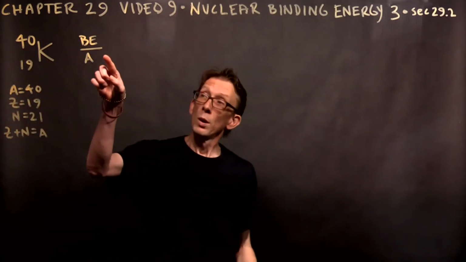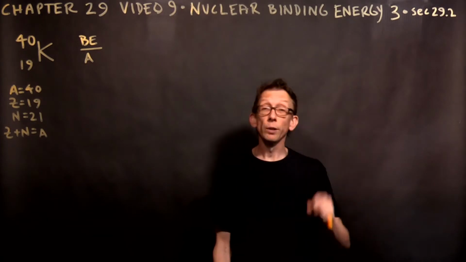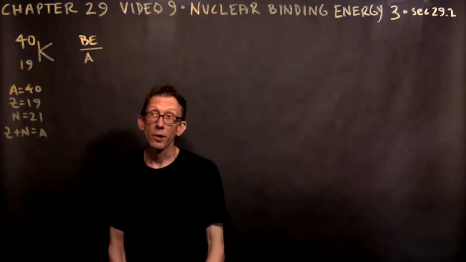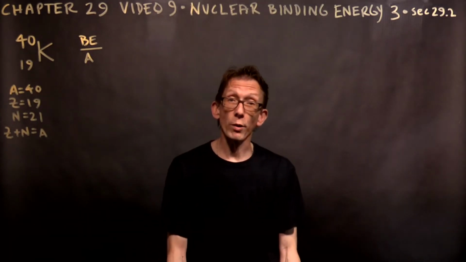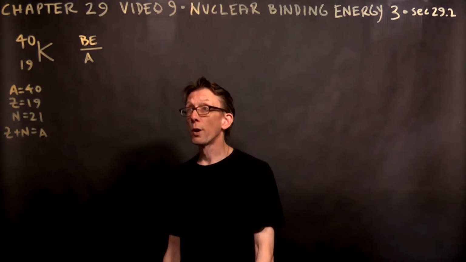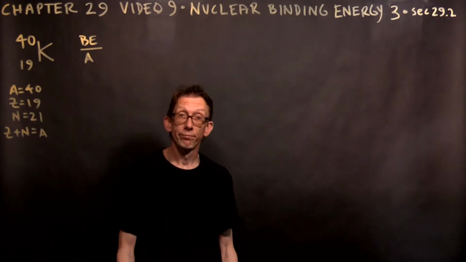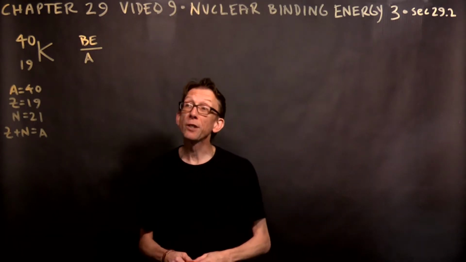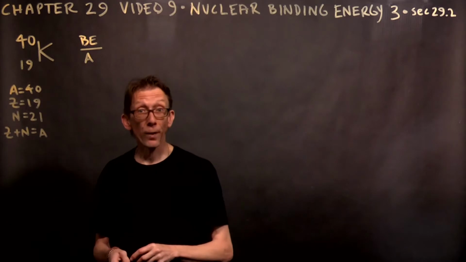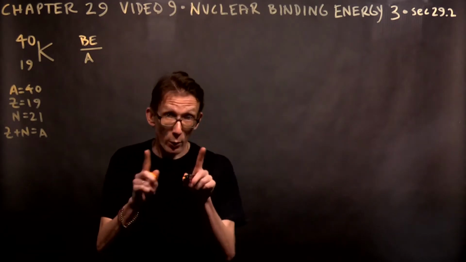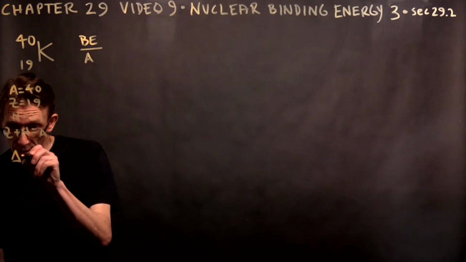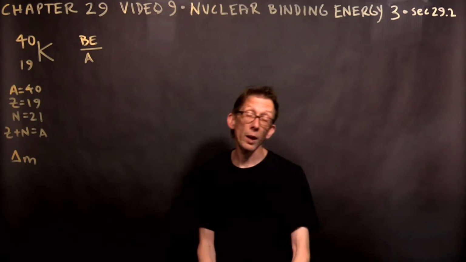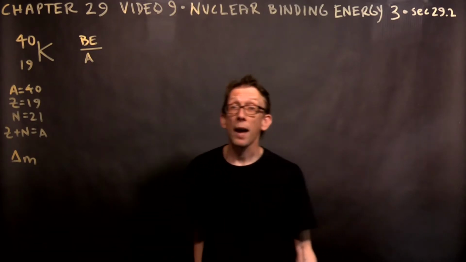And we want to know the binding energy per nucleon. Remember, a nucleon is a proton or a neutron. It's a generic label for particles within the nucleus like that. And here's how we do that. We need to find the mass difference first, and I'll tell you between what and what. But we need to find something called delta M first. We did this already for carbon 12, and we're just doing it again for potassium 40.